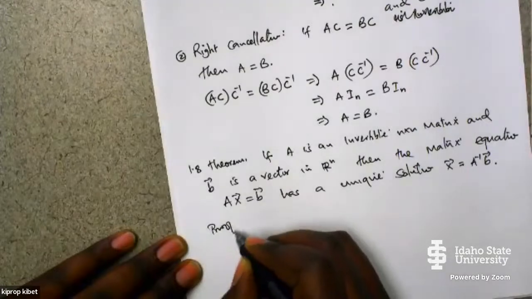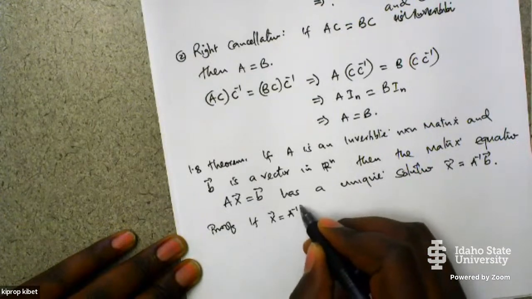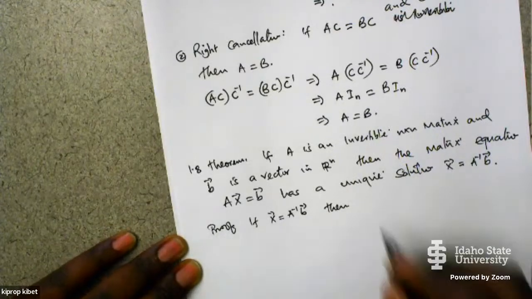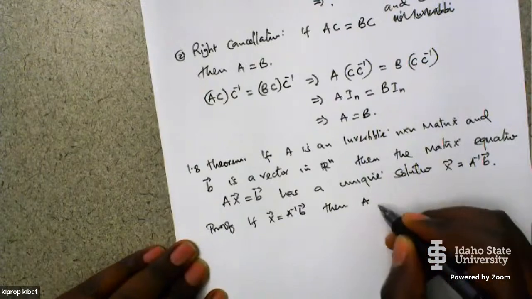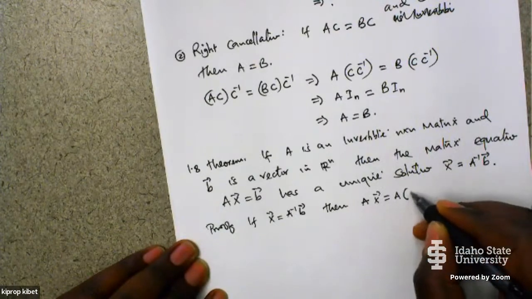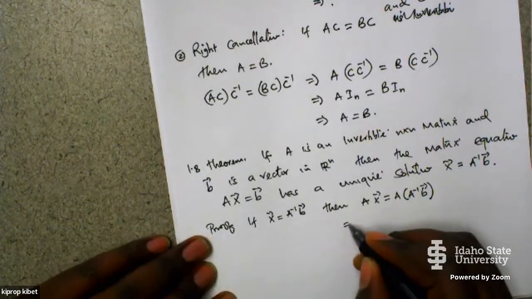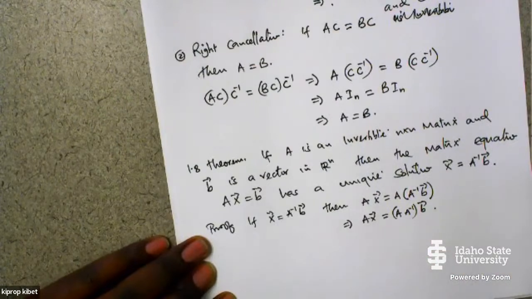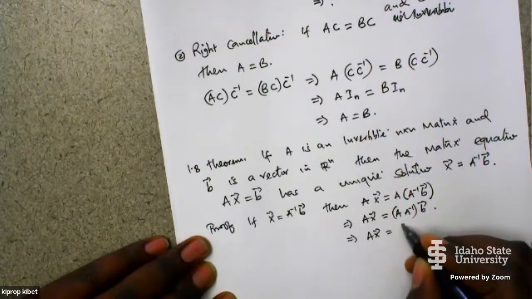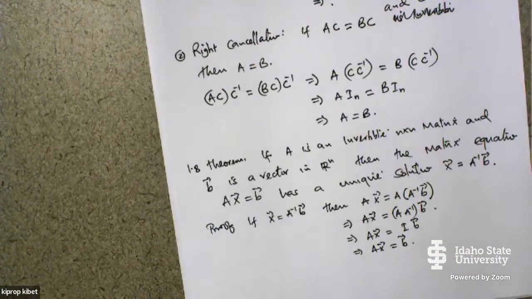So the proof: if X is equal to A inverse B, then using the left cancellation, when you multiply by A, X is the same as A, and then multiply this one by A inverse. Right? So therefore AX is equal to A inverse of that. Then AX is equal to I.